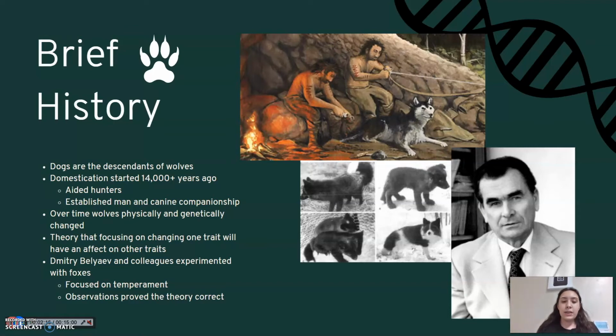Over time, they noticed physical and chemical differences in the offspring. The aggressive foxes had slightly darker coats, they were bigger in size, and their stress levels were higher due to their elevated alertness, whereas the low-tempered foxes had floppy ears, a drastic change in their coat, and reduced stress levels. So these observations really proved that the theory was correct.